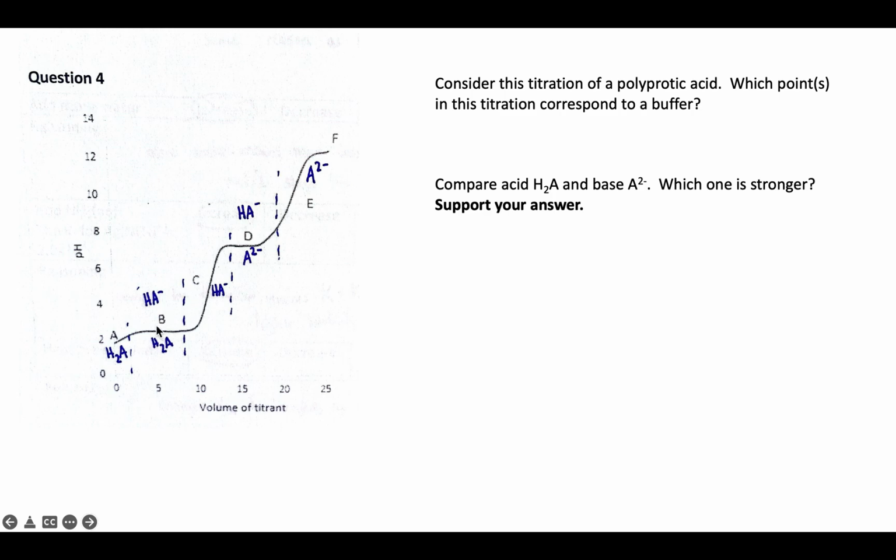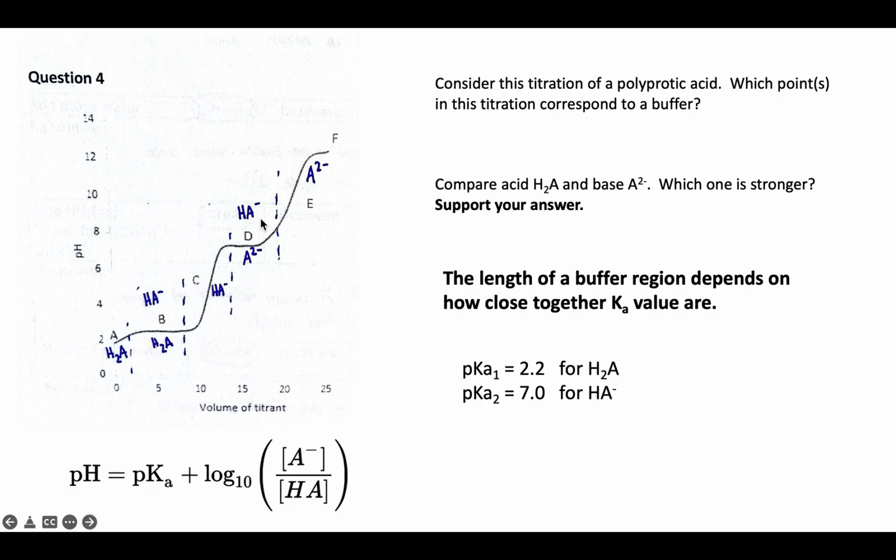And we see that along our buffer region, we have a combination of our weak acid and its conjugate. In this region, it would be the weak acid HA⁻ all the way to the base, A²⁻. That's what we'd have along each of the different regions for B and D where we have our buffers present.